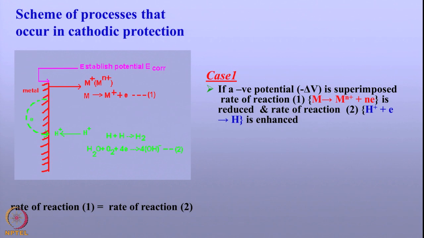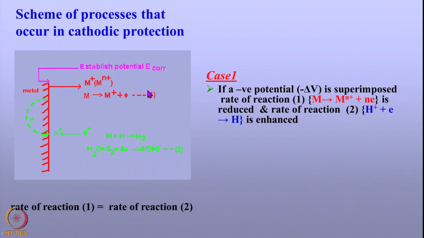Now, let us look at what can happen if I change the potential on the metal surface. Let us take case 1. If I bias this metal surface with negative potentials, which means I am going to pump electrons to the surface, then what happens? This reaction 1 is going to get reduced as per Le Chatelier's principle, because you are going to increase the number of electrons on the surface, so reaction 1 will get reduced.